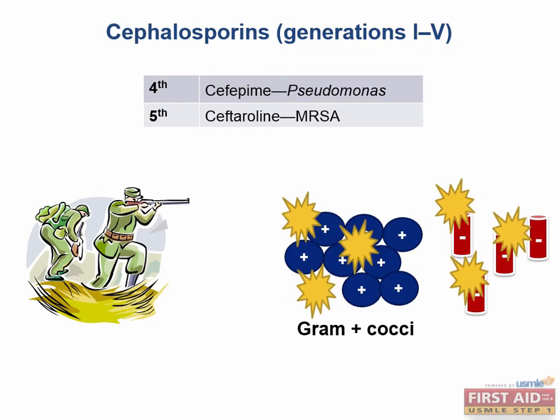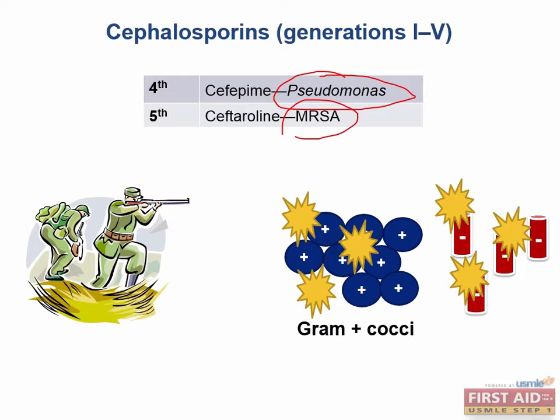Cefepime and ceftaroline are the 4th and 5th generation cephalosporins. Cefepime has activity against Pseudomonas, and ceftaroline has activity against MRSA. Ceftaroline, as a 5th generation cephalosporin, is essentially ceftriaxone plus MRSA coverage. It covers everything ceftriaxone does, including the Neisserias and Borrelia, and also MRSA. This is the only cephalosporin that covers MRSA.